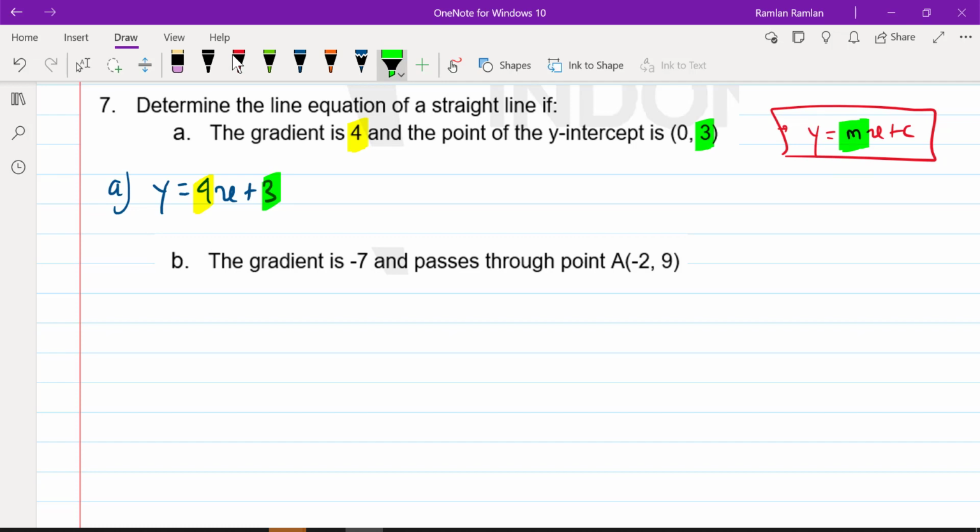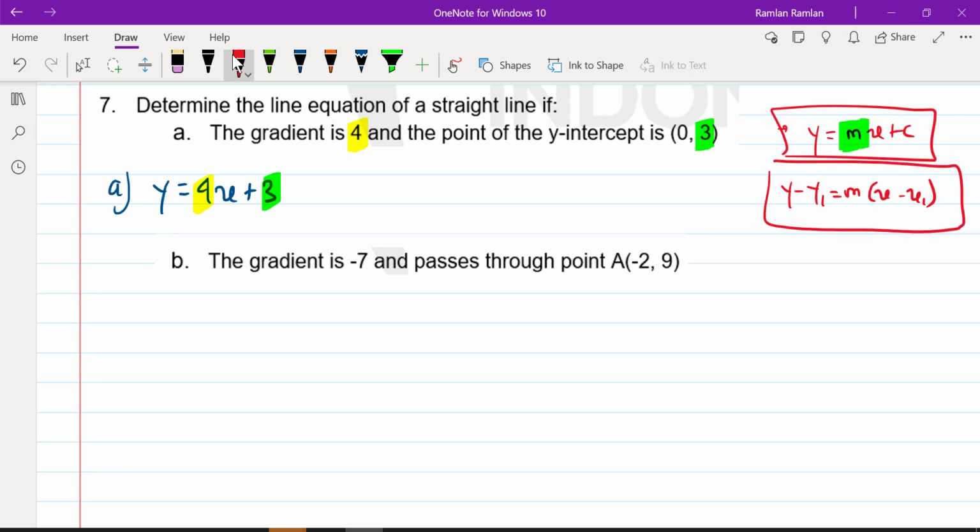Sorry, this is a gradient, and the c here is the y-intercept. But if you don't see any y-intercept, like in question A, we can use this one and find the value of c, or we can use another formula, which is y minus y1 equals m times x minus x1. So you can choose from these two formulas. It's up to you which one.